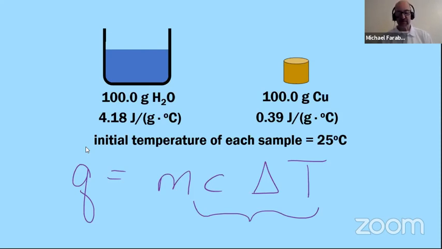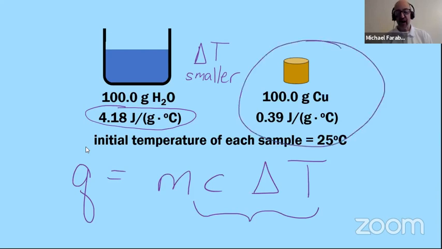So therefore, the higher the specific heat capacity, the smaller the delta T. So if the question was asking which of these two substances is going to reach a higher final temperature, the correct answer is going to be the copper, because it has a smaller specific heat capacity, then its delta T will be larger. Now, we didn't have to do any math to answer that question, but let's go ahead and do it.